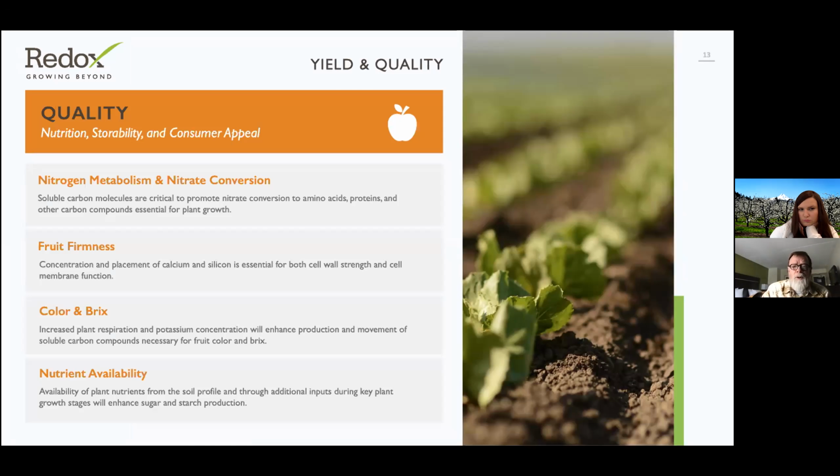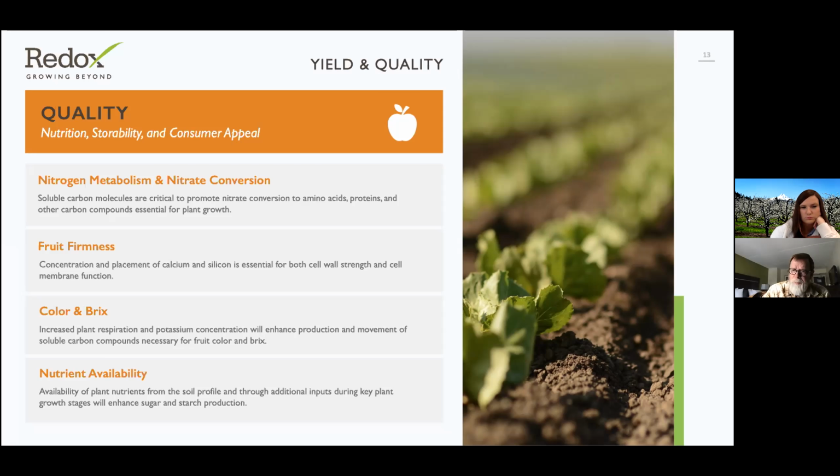So again, we're going to talk a little bit about Supreme. These soluble carbon molecules, as we get into nitrate conversion, become very important to convert these nitrate materials into amino acids, proteins, and the other carbon compounds that are essential for plant growth. Now, later on, as we get through that nitrogen cycle, we need to remember the fruit firmness because we're looking for a concentration and specific placement of these calcium and silicon nutrients.